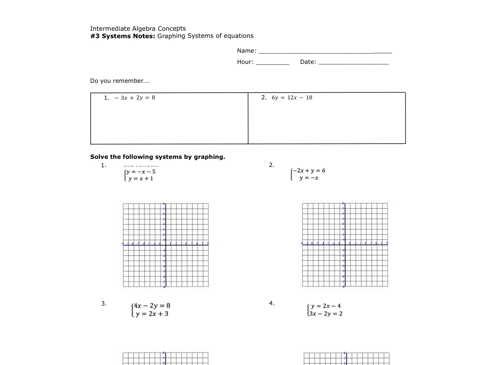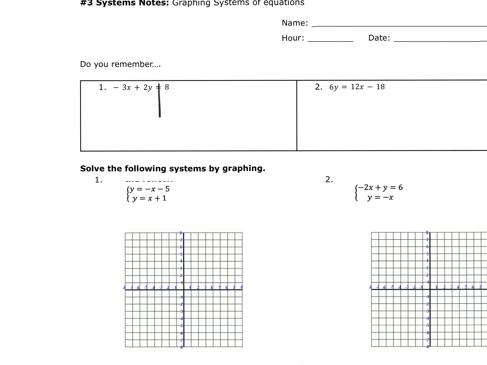But the first thing that we need to do, this is just kind of a do you remember, you have to get y all by itself. So to get y all by itself on this first one, we have negative 3x plus 2y equals 8. I'm going to first add 3x to one side, and then I'm going to add 3x to the other side. That takes care of my x's, so I'm left with 2y equals, I can't combine my 8 and my 3x because one has an x on it and one doesn't.